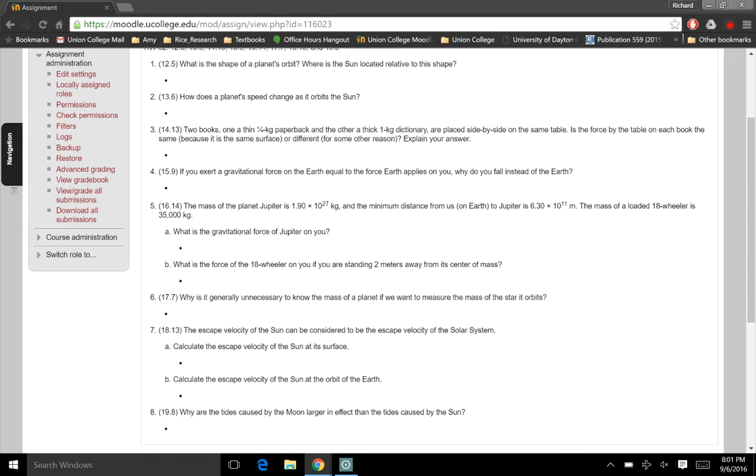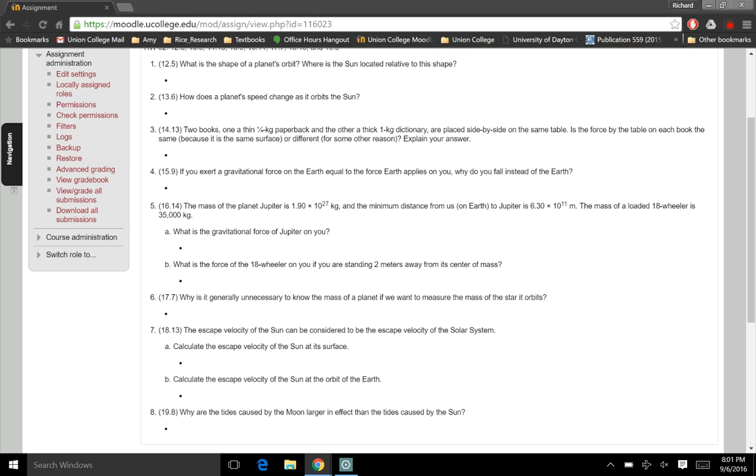What's the shape of a planet's orbit and where's the sun? That should be simple for you. Make sure that you explain it just a little bit. You have all of your homework assignments that you turned in graded, so you can see the feedback on what was expected.